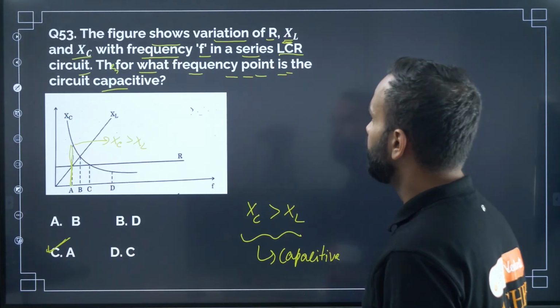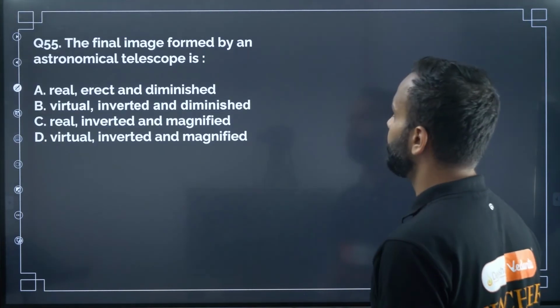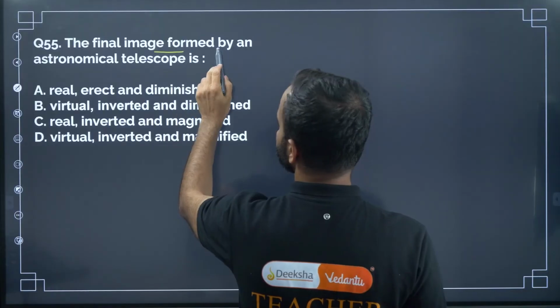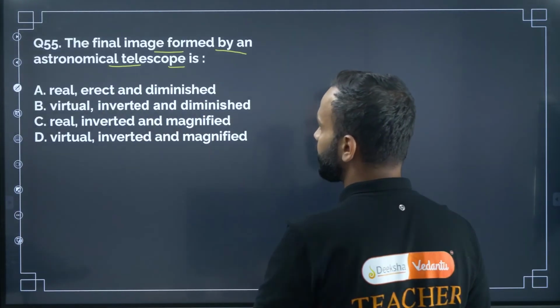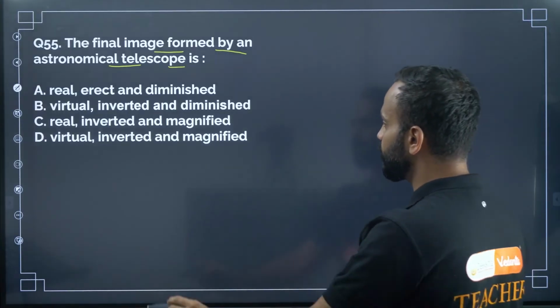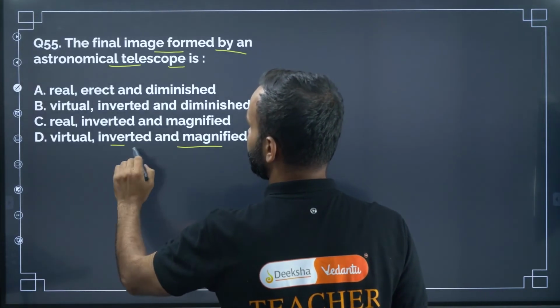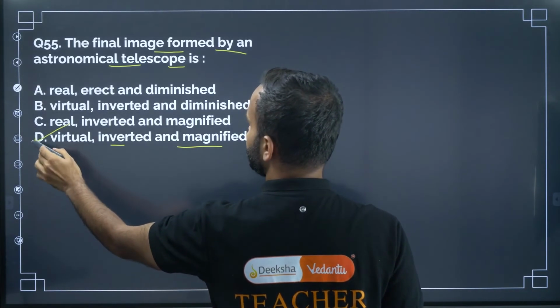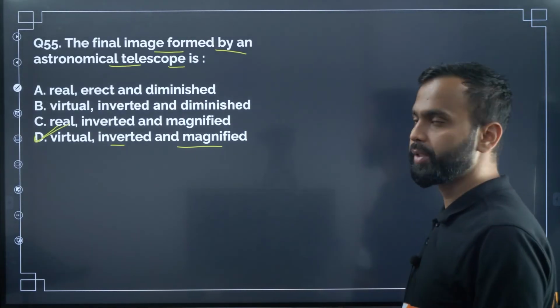Next question, question number 55. The final image formed by an astronomical telescope is virtual, inverted and magnified. So the correct option is D, a memory based question.